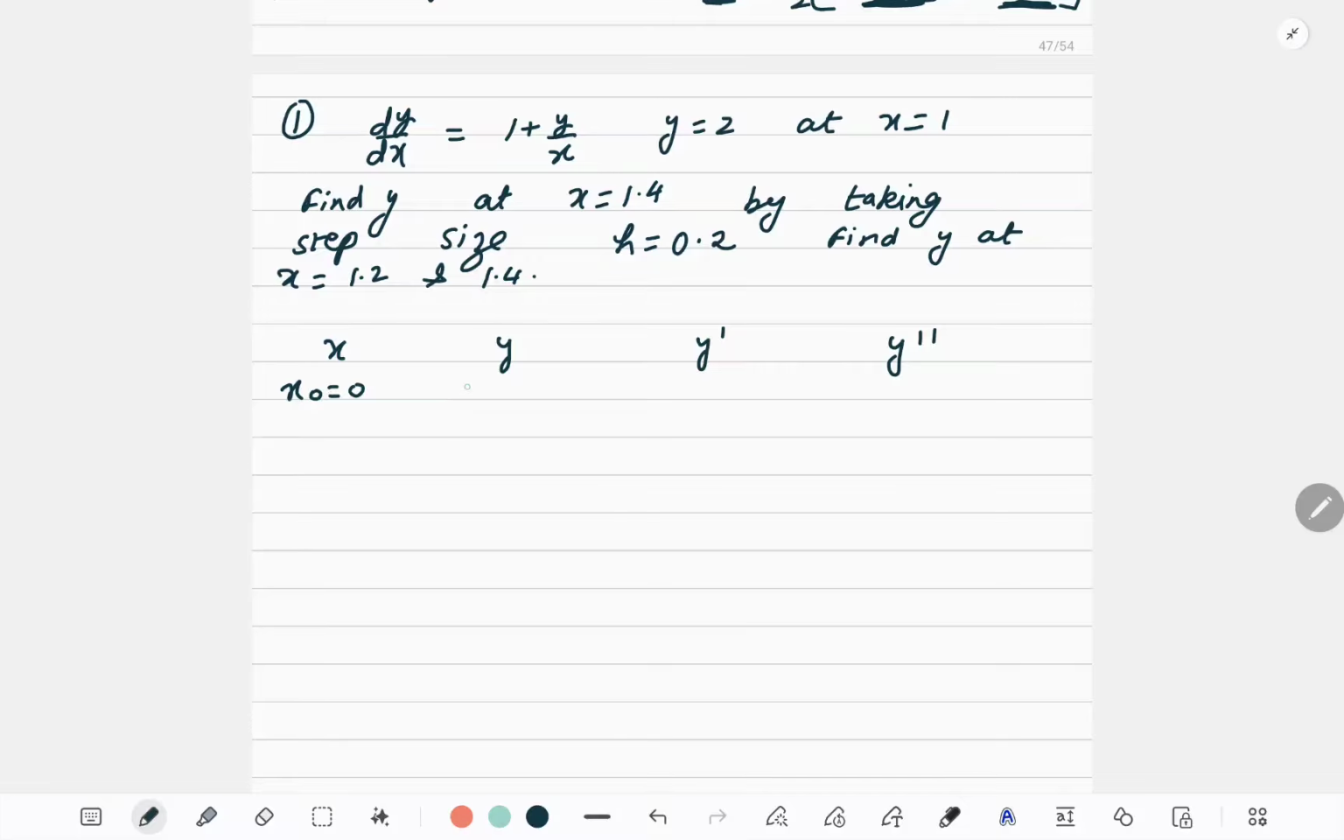So x0 is 0, y0 is equal to 2. See, x0 is not 0. What is given? Y is 2 at x is equal to 1. So x0 is 1. Okay. Now you have to find out x1 depending upon what is h. H is 0.2. So this will become 1.2. And x2 will become 1.4. Since they have asked me to find out the value here, I have to make the table till x2.